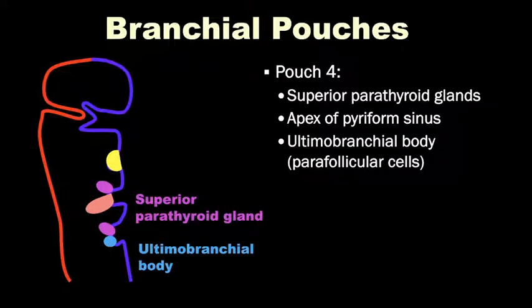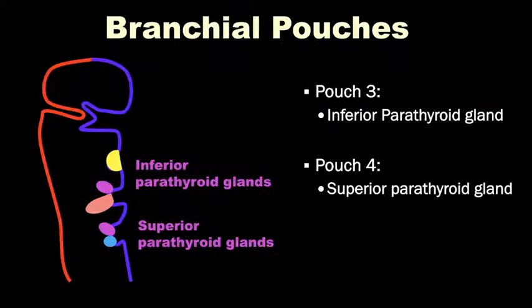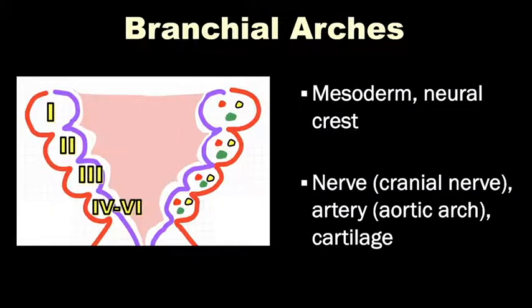And the 4th pouch gives rise to superior parathyroid glands, the apex of the piriform sinus, and the ultimobrachial body, which is just the embryologic term for parafollicular cells or C cells in the thyroid gland. Notice that the inferior parathyroid glands start superior to the superior parathyroid glands. These will descend with the thymus, and they have a longer migration course, which explains why they're more likely to be ectopically located. We can also look at the arches that are composed of mesoderm and neural crest.